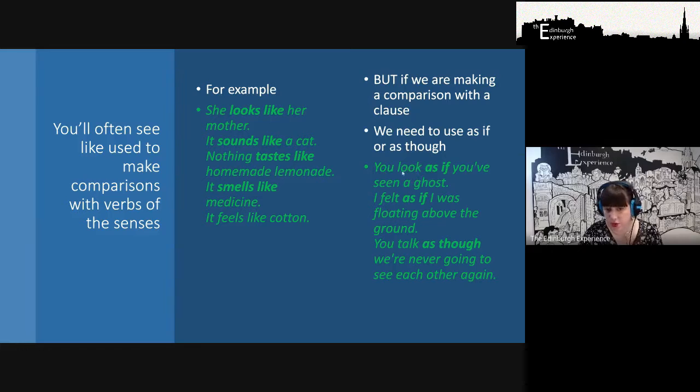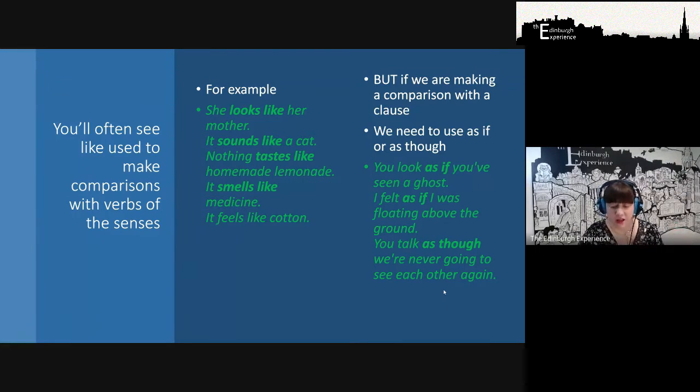Okay, so you look as if you've seen a ghost. So there's too many words here to use like. Or I felt as if I was floating above the ground. You talk as though we're never going to see each other again. Okay, so I don't say you look like you've seen a ghost, or you talk like we're never going to see each other again. Yeah.